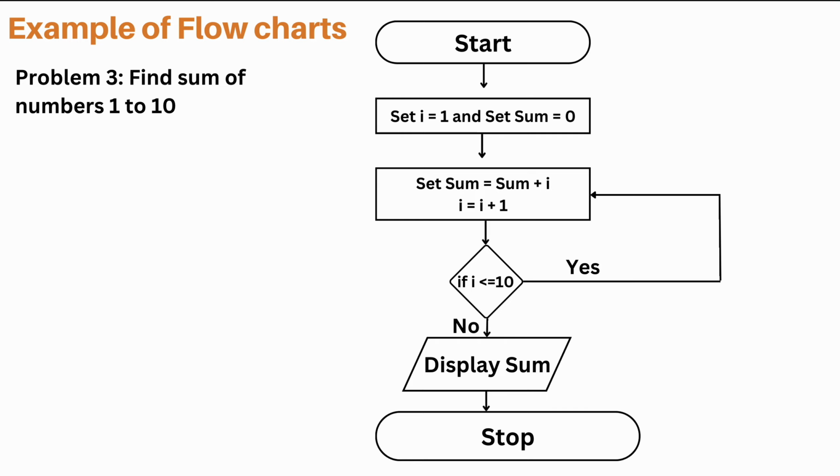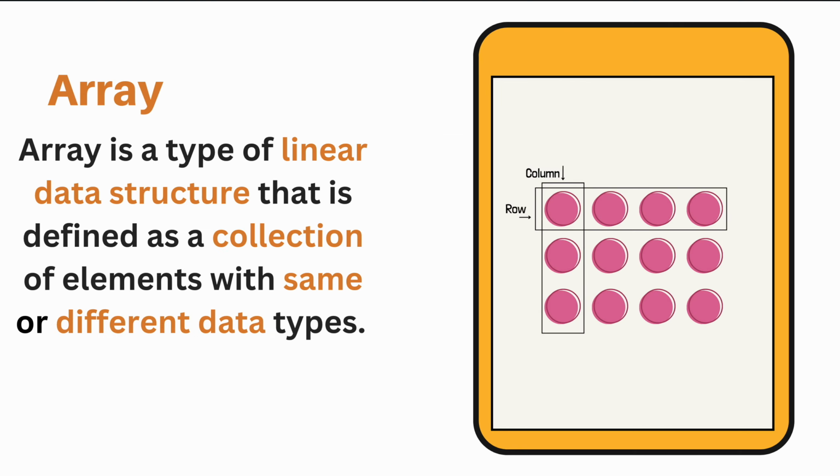Another example. Find sum of numbers 1 to 10. So how will you start? Start, set I equal to 1 and set sum equal to 0. Set sum equal to sum plus I, I equal to I plus 1. So here I am incrementing the value of I and summing. So here also, if I is less than or equal to 10, then again it will do the same thing till it reaches 10. If false, display sum. This is the sum of numbers from 1 to 10. This is the flowchart.